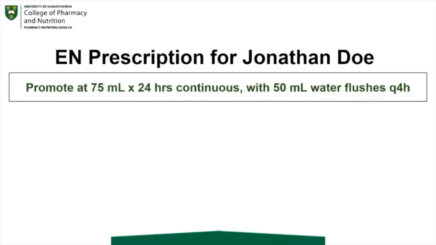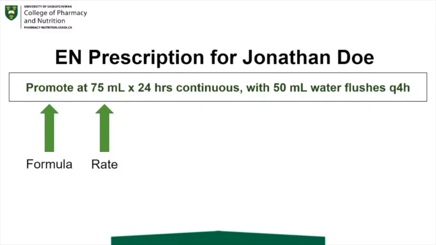This is the final prescription, also called the goal rate for our patient. Promote at 75 ml per hour for 24-hour continuous with 50 ml water flushes Q4H. Looking into the prescription component separately, we can see that dietitians indicate first the formula type that is best suited for the patient. This is followed by the rate that formula is to be infused by the feeding pump, which is based on the total volume of formula we determined was required to meet his nutritional requirements.